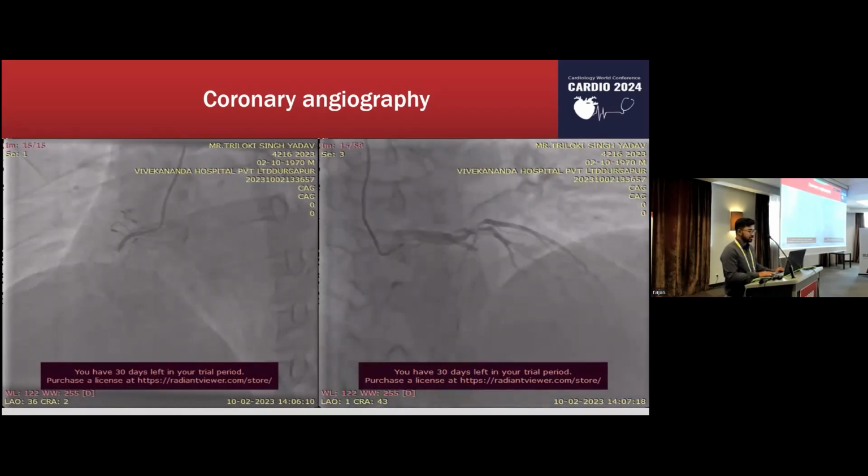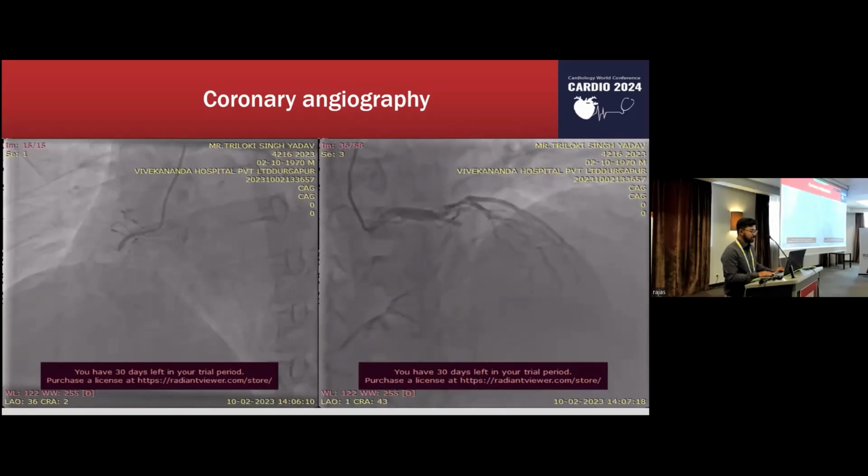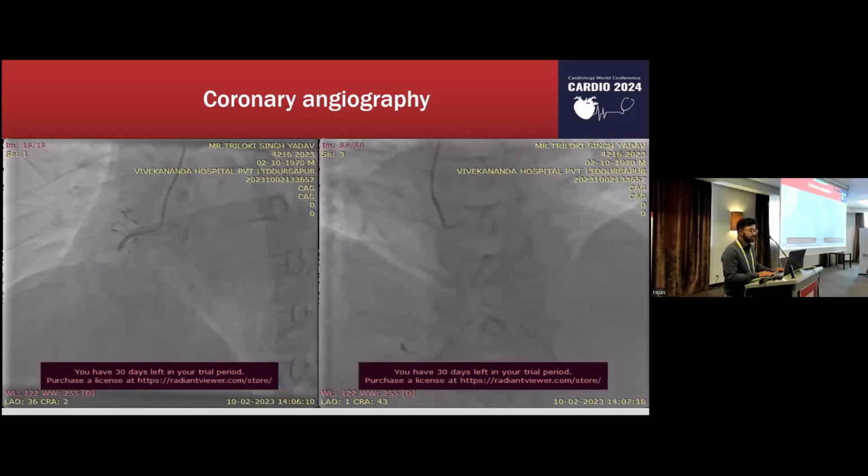And this is the left system. You can see the left anterior descending artery total cutoff, which is also likely to be a CTO. The duration is more than 3 months, according to the symptoms of the patient.